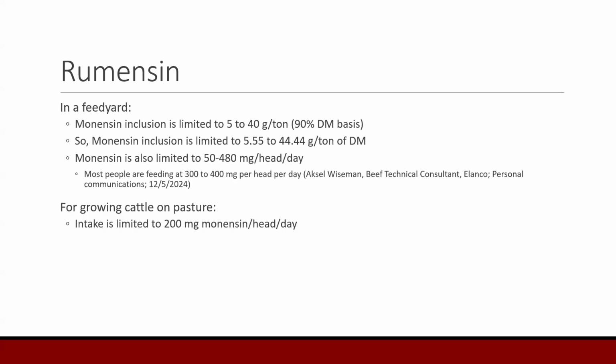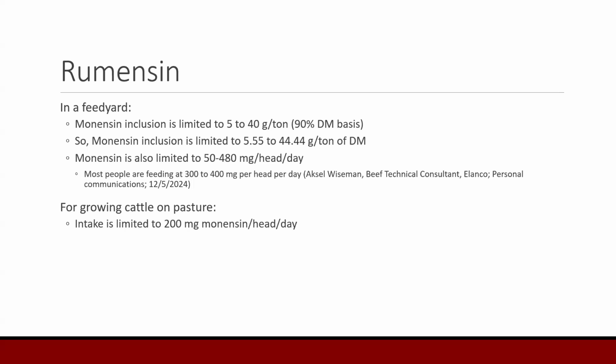All right. So in a feed yard, monensin inclusion is limited to 5 to 40 grams per ton on a 90% dry matter basis. So on a full dry matter basis, it's 5.55 to 44.44 grams per ton. Why is it such a range? They want to build flexibility, I guess.